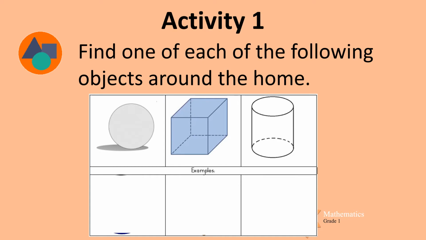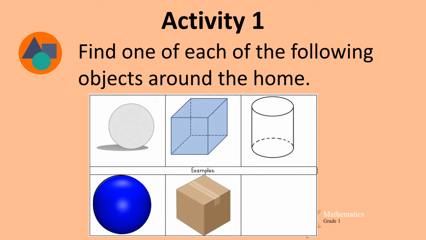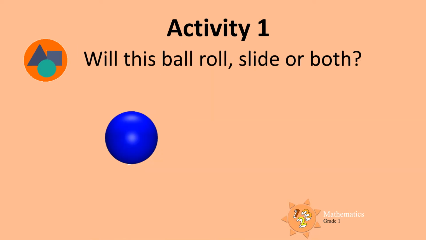Activity 1. Find one of each of the following objects around your home. For example, a ball, a box, and a soda can. Will this ball roll, slide, or both? Let's see.